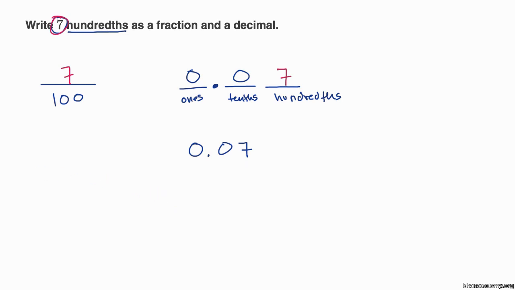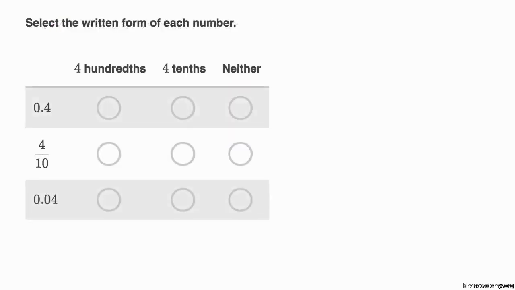Let's do another example. Here we're told to select the written form of each number. And so on the left, right over here, you have different representations. Here we have things written as a decimal, a fraction, another decimal. And then we want to say, hey, which of these are represented in words or a combination of numbers and words up here. So pause this video and have a go at this as well.